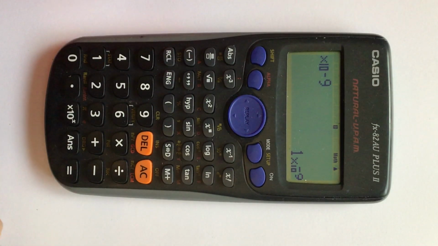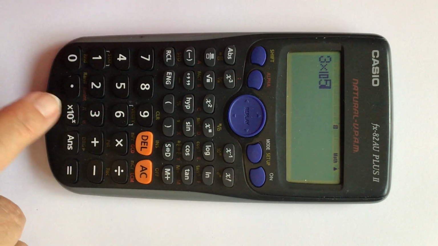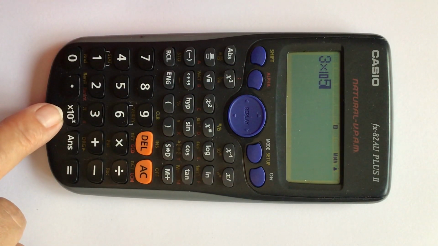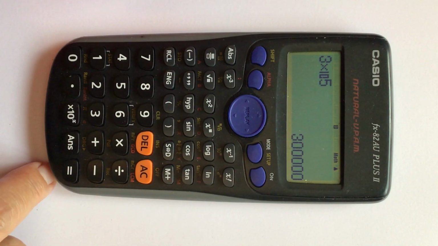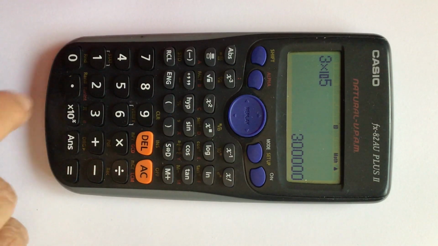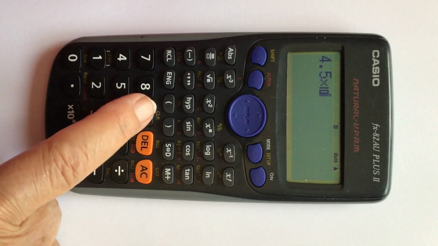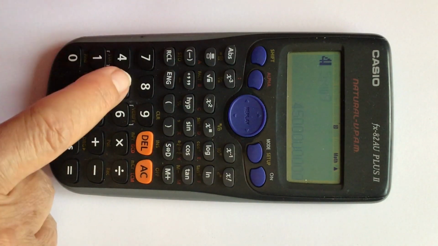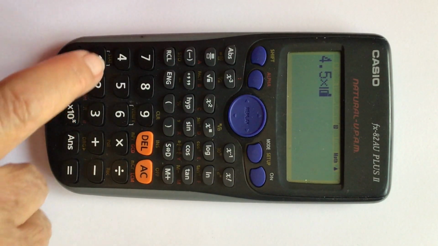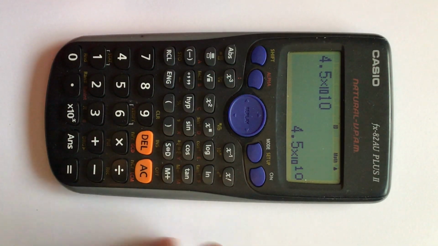So if we wanted to enter something like 3 times 10 to the 5, we just go 3, and the times is actually included in the exponential button, and there it writes it as a proper number. So we might say 4.5 times 10 to the 9, and there it's written like so. But if we went 4.5 times 10 to the 10, it goes into scientific notation. So it's only got a digit display of 9. It goes up to power 9.